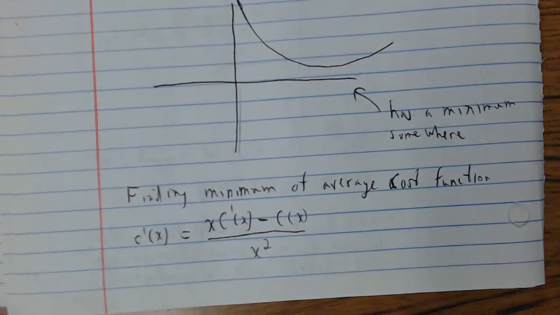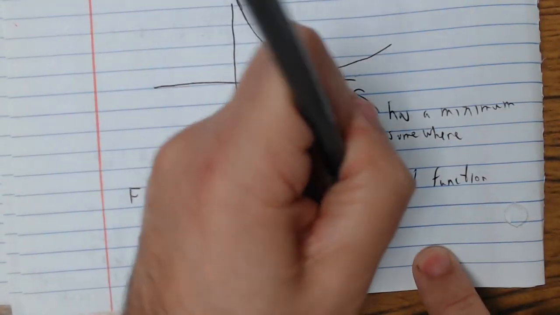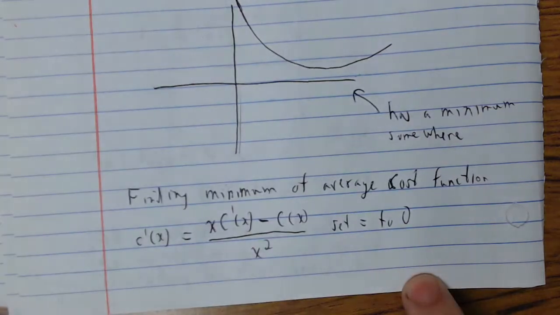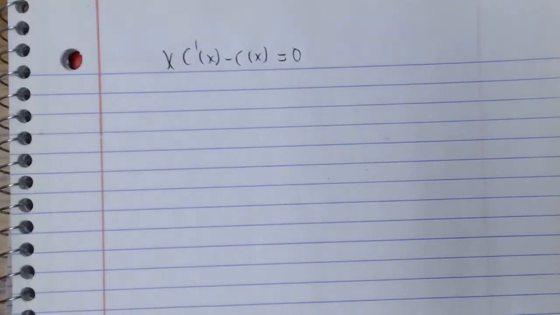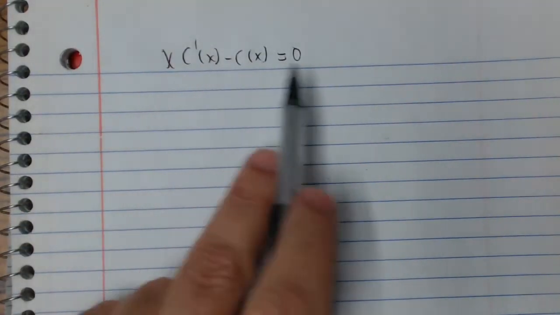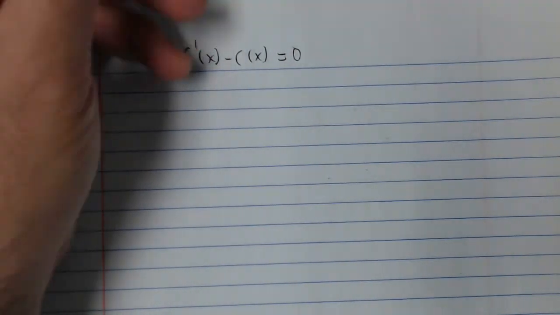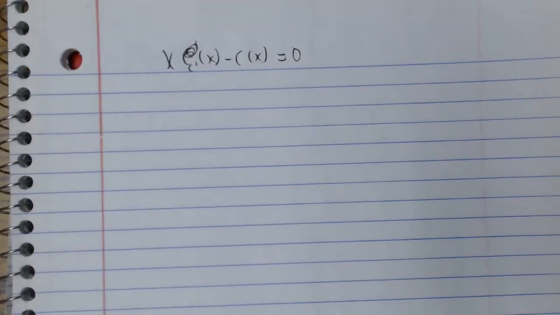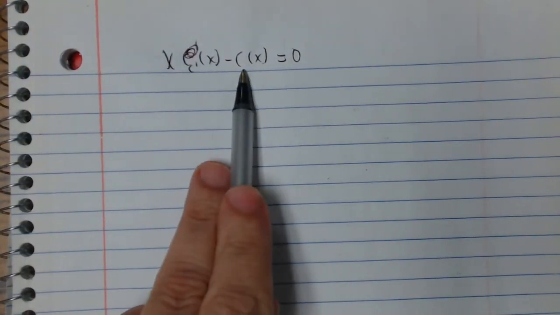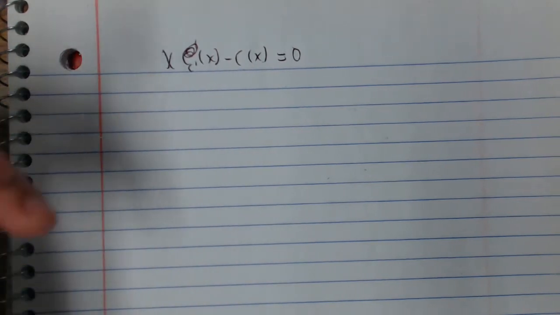Then to minimize this, we need to set this equal to 0, which, if I do that, we get x c prime of x minus c of x equals 0. What I did from the previous step was just multiply both sides by x squared. Now I'm just trying to minimize this. And by the way, this should be a lowercase c, just to make a point here. Capital C is cost, lowercase c is average cost. So what does this imply?